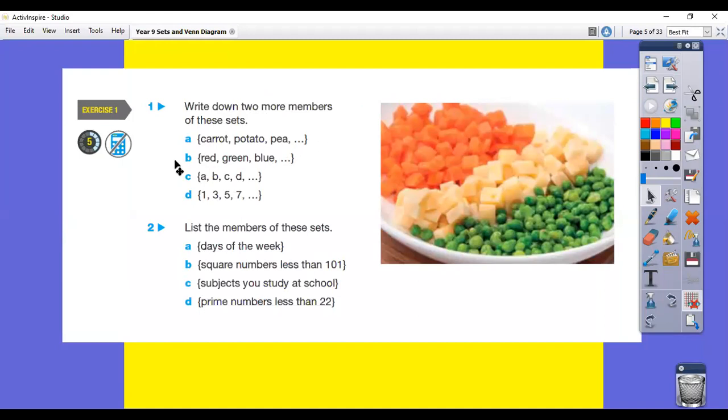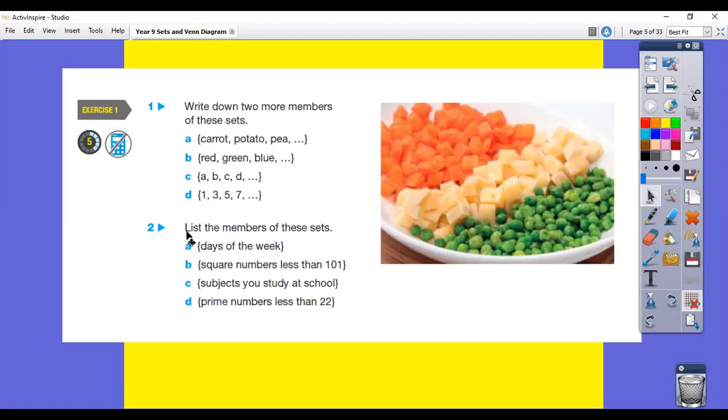Here you've got the colors red, green, blue. So it could be just looking at adding 2 more colors. Here we've got A, B, C, D. So what do you think would be another 2 members that would belong in this set? And here we've got D, 1, 3, 5, 7. So think about what the elements of this set are. And again, notice how the brackets are curly brackets, not your smooth brackets.